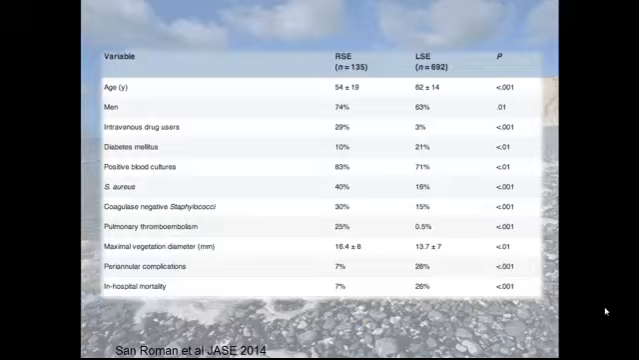Right-sided endocarditis patients tend to be younger, slightly more male, heavily more intravenous drug abusers, and they're much more likely to have staphylococcal or coagulase negative staph, so skin commensal type of organisms. They're more likely to have pulmonary thromboembolism. They're going to have bigger vegetations, but the key is they're going to be much less likely to develop periannular complications such as abscess or fistula, and importantly, their in-hospital mortality is surprisingly low.